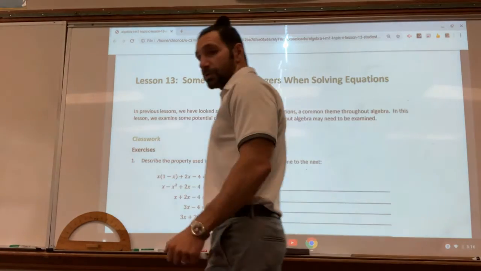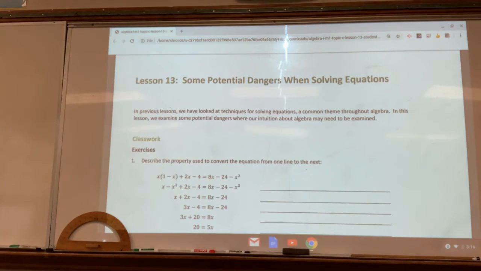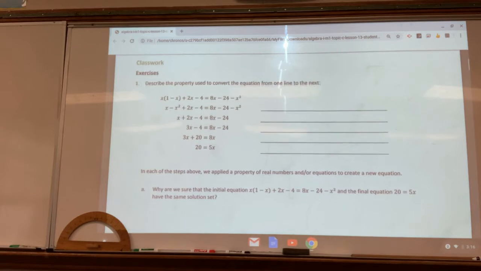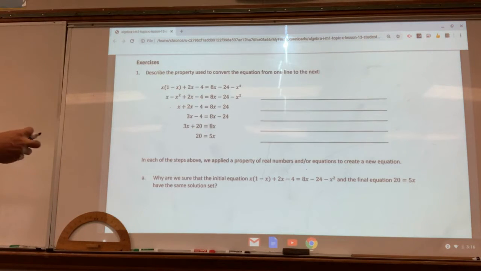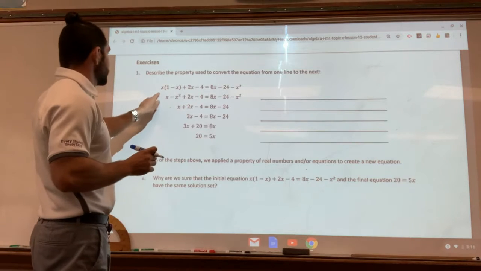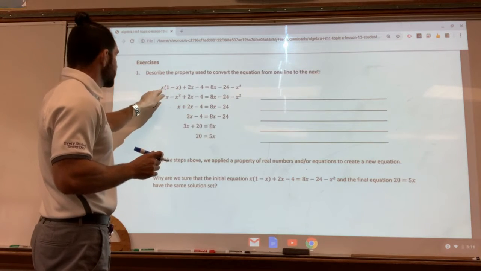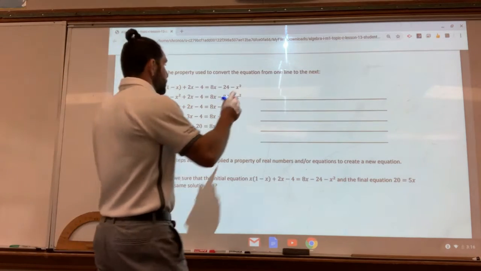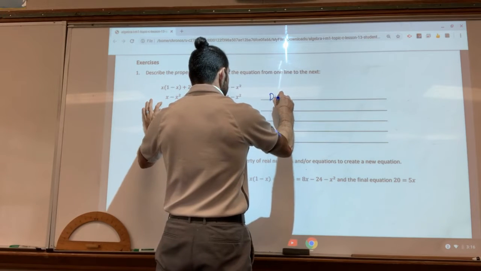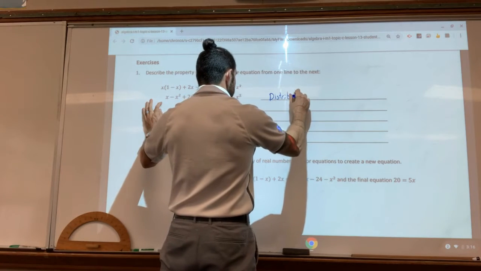So, where's my keyboard? There it is. So in this problem, describe the property used to convert the equation from one line to the next. So what did we do here? Well, we got rid of this parentheses by multiplying. So this was the distributive property.